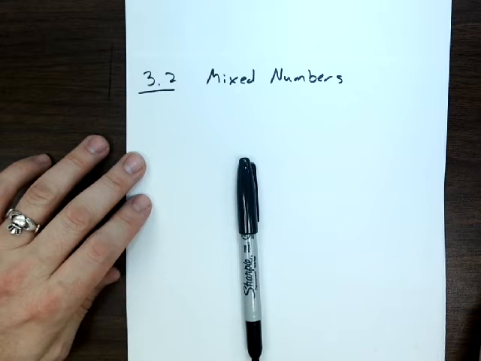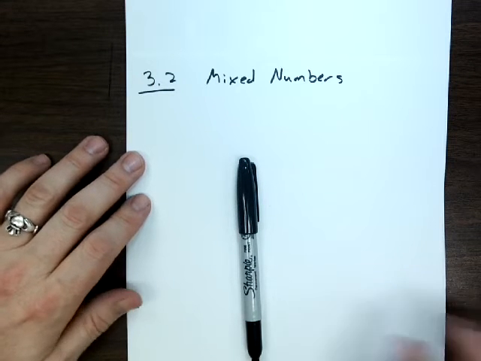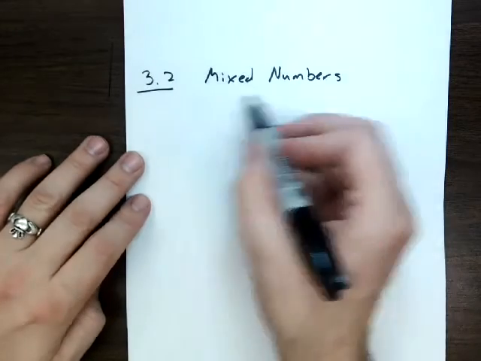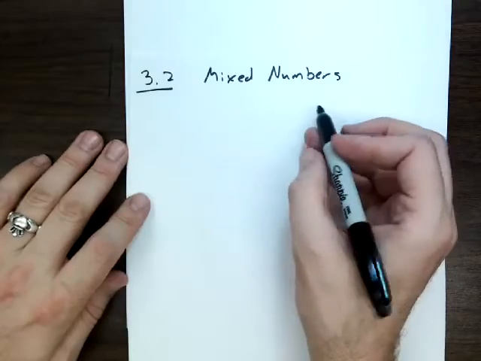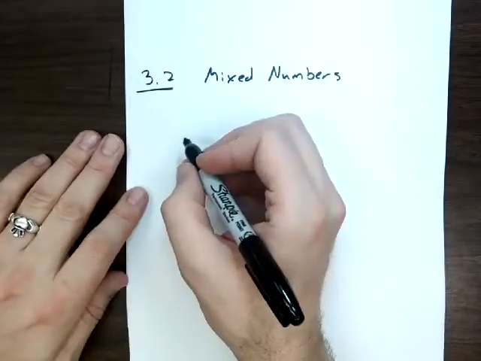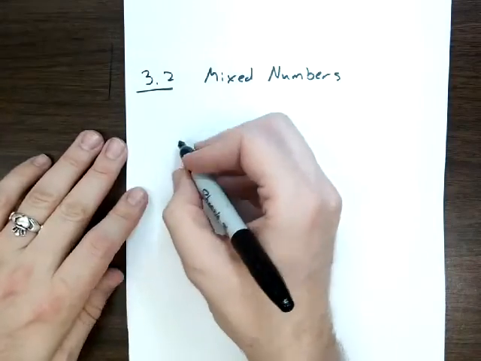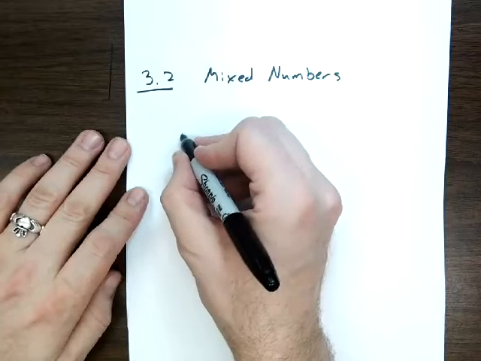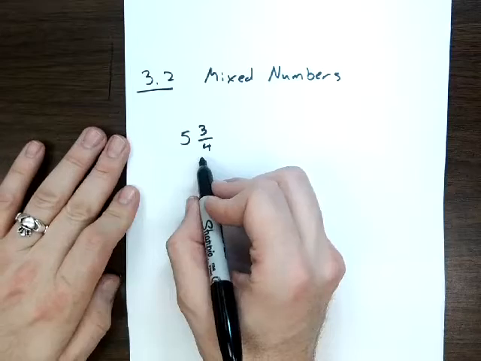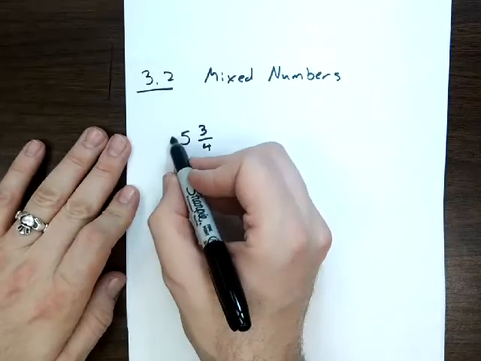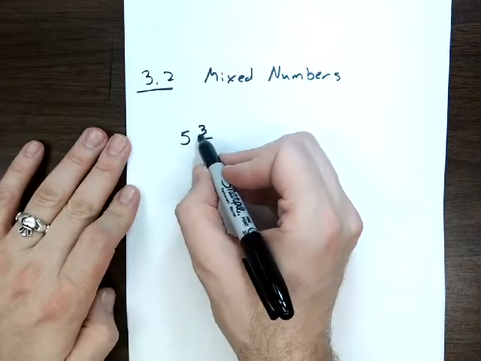Okay, before we move on to other things, we should probably talk a little bit about mixed numbers. And mixed numbers are basically numbers that look a little bit like this. Say I've got something like 5 3/4. This implies I've got 5 whole things and then a portion.